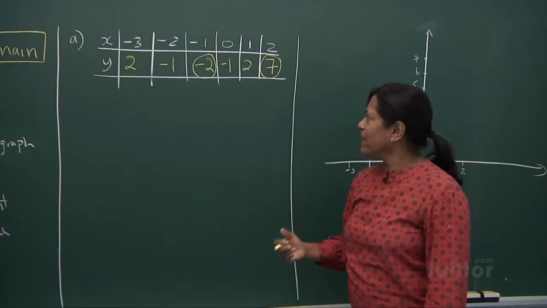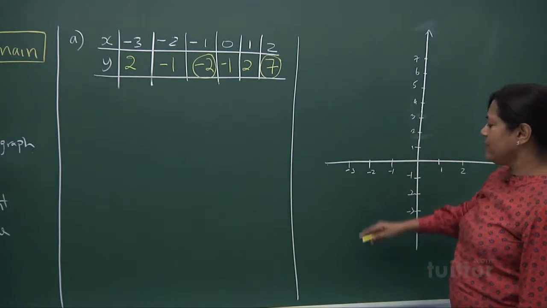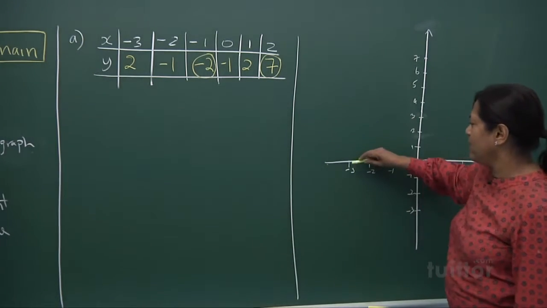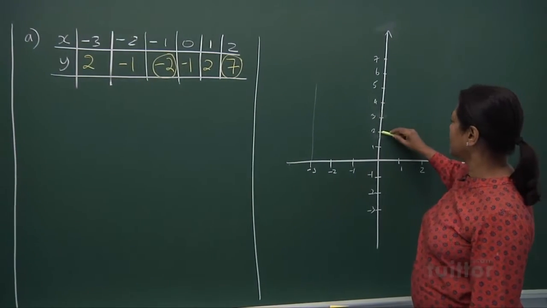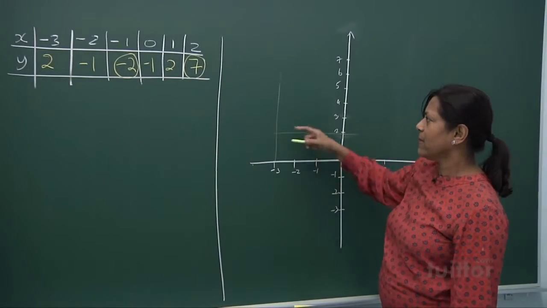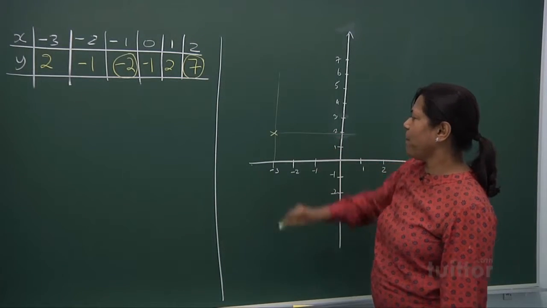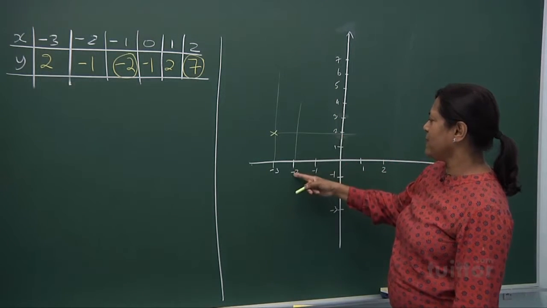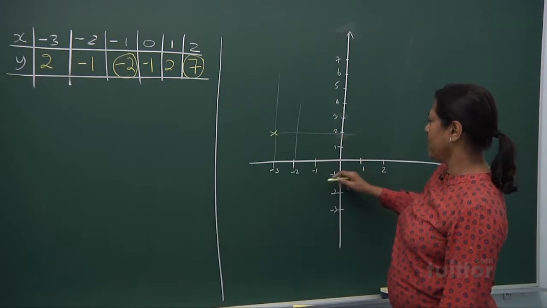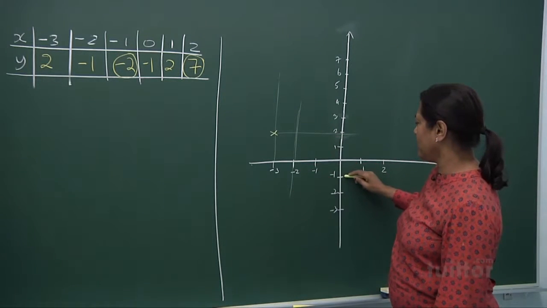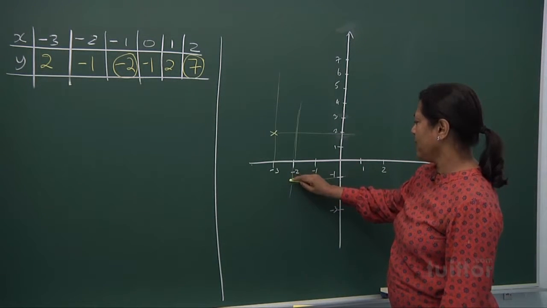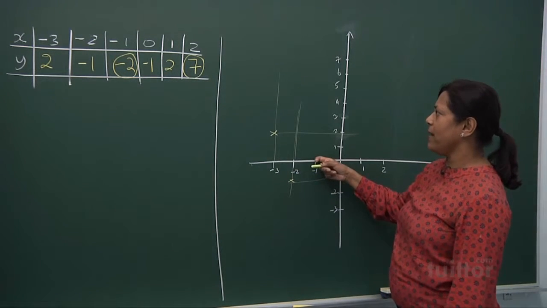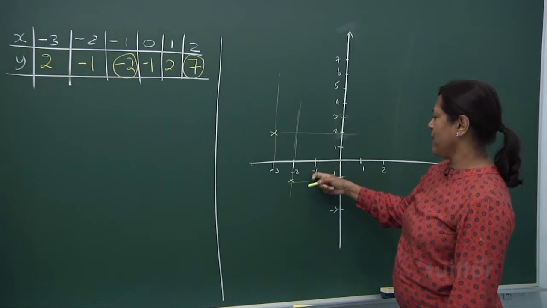Alright, okay, let's get to it now. When x is minus 3, where is y? Look at it. Y is 2. Mark that point. When x is minus 2, y is minus 1. It's going down this way, minus 1. That's your point. Alright? When x is minus 1, y is minus 2.